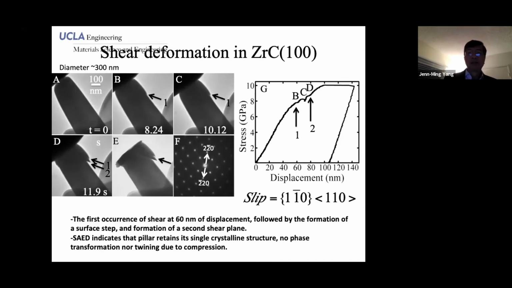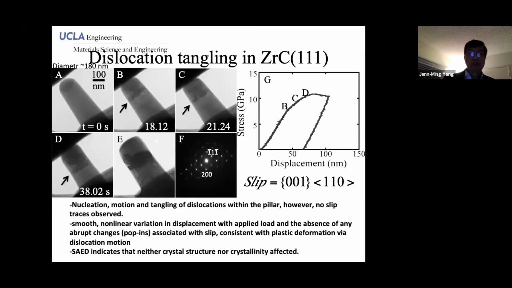And when we change to a different crystallographic orientation, this is the nanocompression test result for zirconium carbide 111. For this one, clearly you see that it's not quite the same as in zirconium carbide 100. From a series of these TEM images, we see nucleation, motion, and tangling of dislocations within the pillar. However, no slip traces were observed.